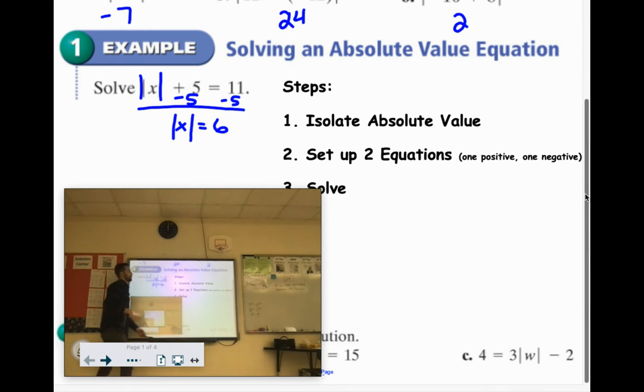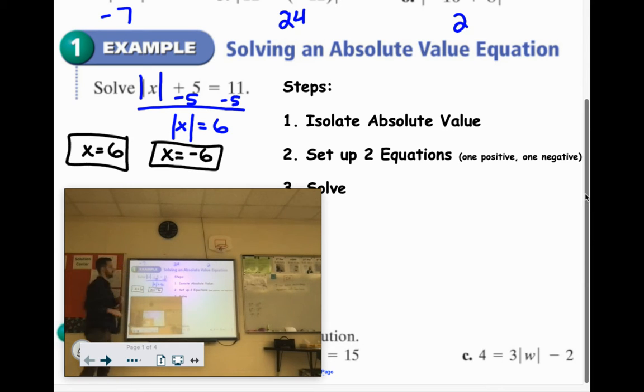This is where you're going to set up two equations. The first one, you just drop the absolute value symbols. X equals 6. And there's nothing to solve. The other one, you do a negative version of the answer. And again, there's nothing to solve there. So these are both answers, which if you put them in the original equation, they both work. Because the absolute value of 6 is 6, and 6 plus 5 is 11. The absolute value of -6 is 6, and 6 plus 5 is 11.